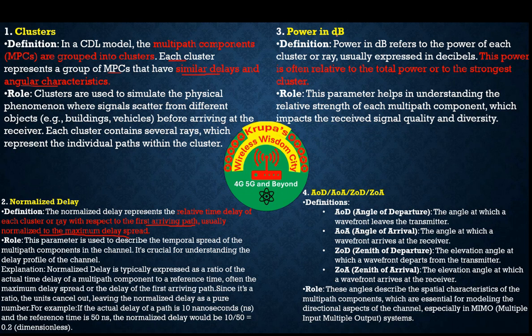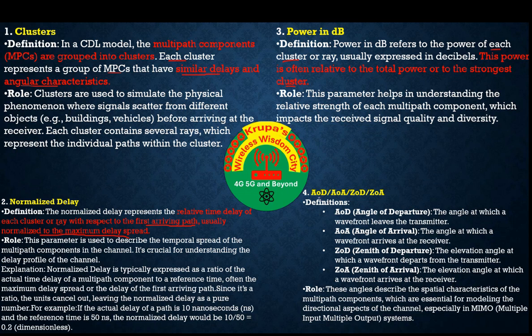Then comes power in dB. Power in dB refers to the power of each cluster, usually expressed in decibels. It's pretty simple. Again, this power is often relative to the total power or the strongest cluster path. Generally dB is a relative unit. Similar to normalized delay, this is also power in dB, which is more of a relative unit.